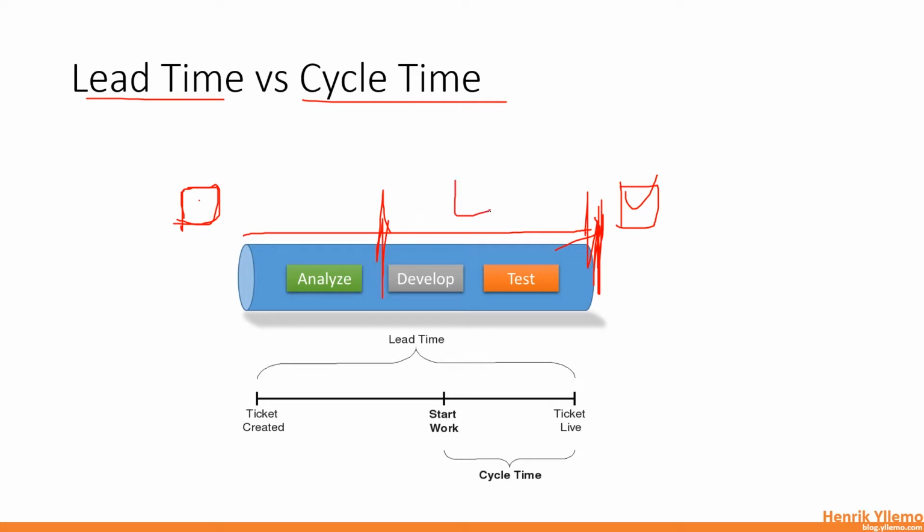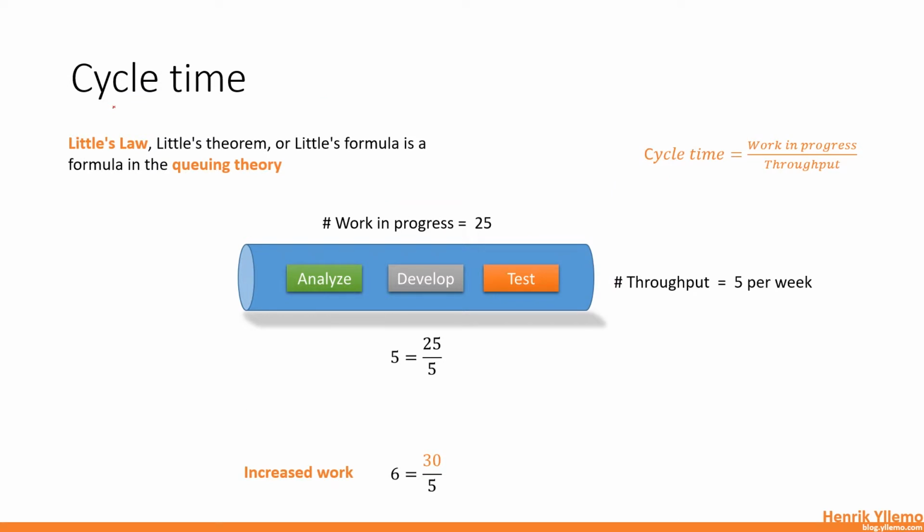So this might be the lead time here instead of the development and testing. How long does that take? So you can measure both the lead time and the cycle time. In order to measure the cycle time, you can use this nice little formula from a guy called Little and his law, Little's law, or Little's formula. It's a formula used in queuing theory. It works something like this.